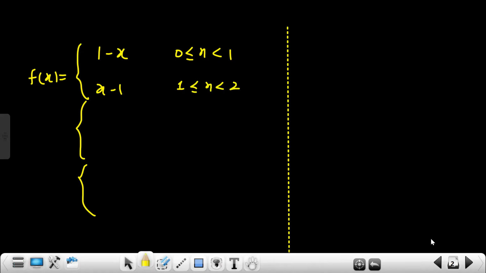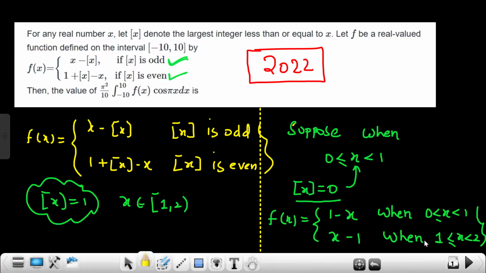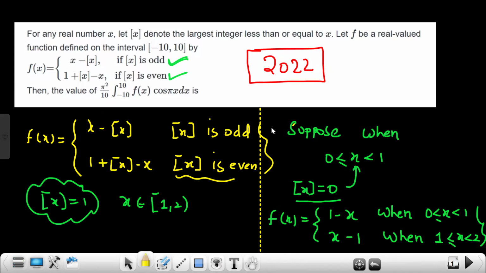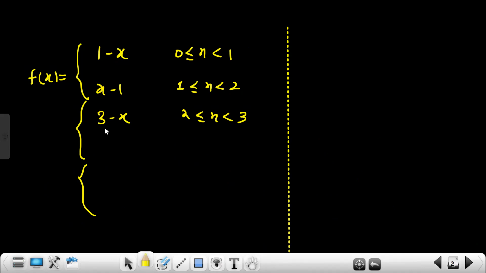When x is in between 2 and 3, which function will we take? This one. It would be 1 plus 2 minus x, that means 3 minus x. When [x] is 3, this function we will take, that means it would be x minus 3. So like that we will get the function.